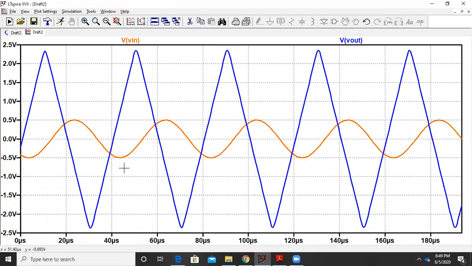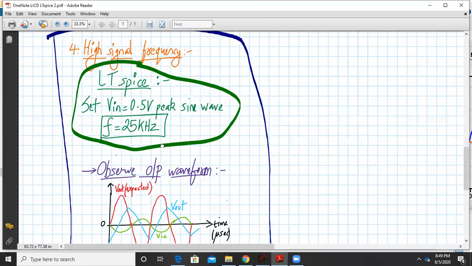But for this input, the output is not at all proper. We are getting in fact a triangular wave. We are expected to get a sine wave, whose positive peak hits 5 volts and negative peak hits -5 volts. So first of all, we are getting reduced amplitude, and secondly, we are not getting the sinusoidal output. So let us understand why.